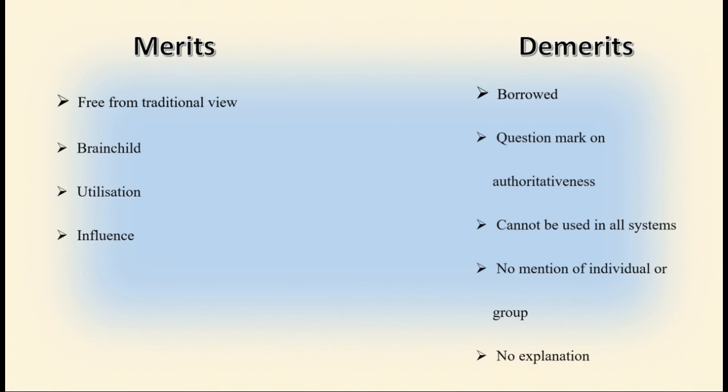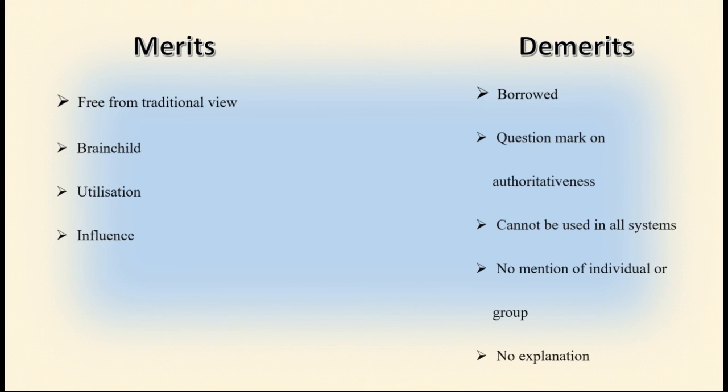Demerits of David Easton's system analysis. First, borrowed. Easton's analysis of the political system is borrowed from classical traditional economic theory. Second, question mark on authoritativeness. Easton has not explained why the political system should authoritatively allocate values. Third, cannot be used in all systems. The study of Asian African political system as well as mass political behavior such as voting behavior is difficult to analyze through Easton's model.